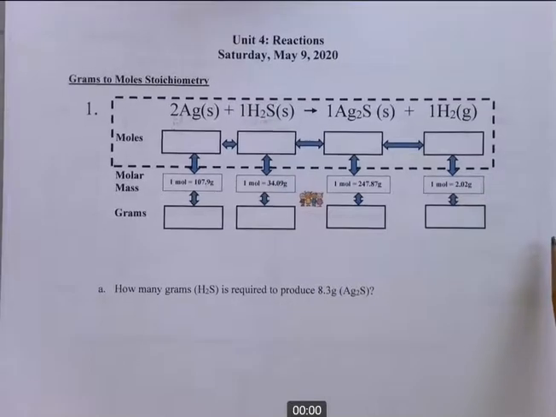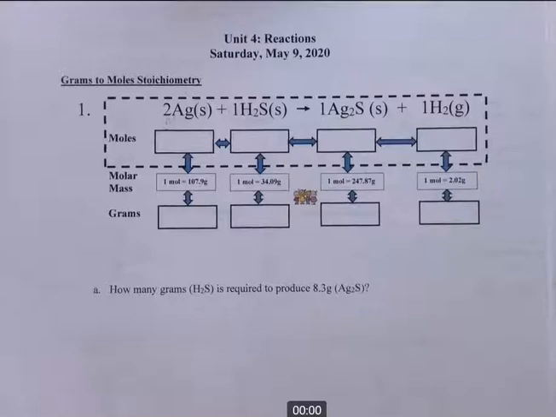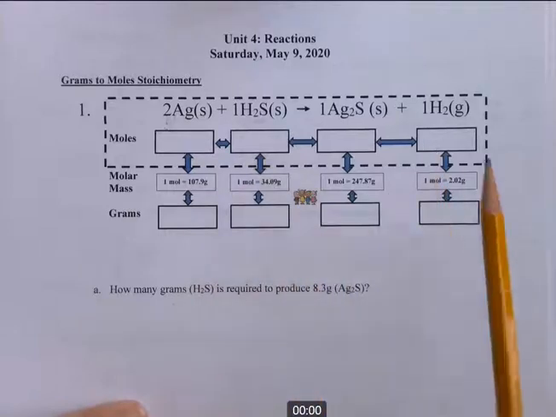Okay, so this is not meant to be a full lesson on all of these chemical reactions. It's really just to give you 1 or 2 examples and then to move on. Hopefully this comes back to you. All right, so let's read this question. How many grams of H2S is required to produce 8.3 grams of Ag2S? So here's H2S, here's Ag2S.